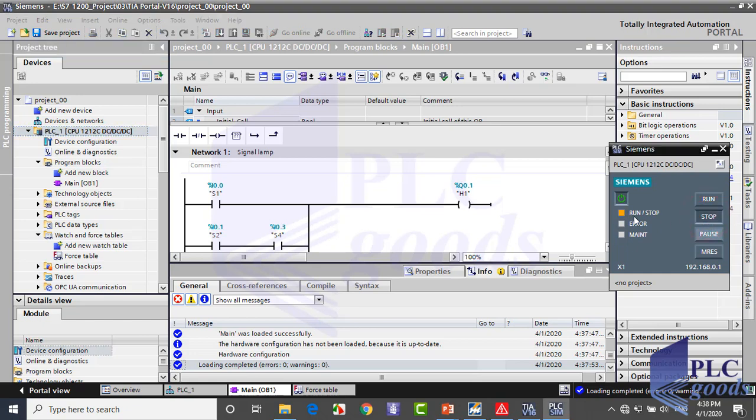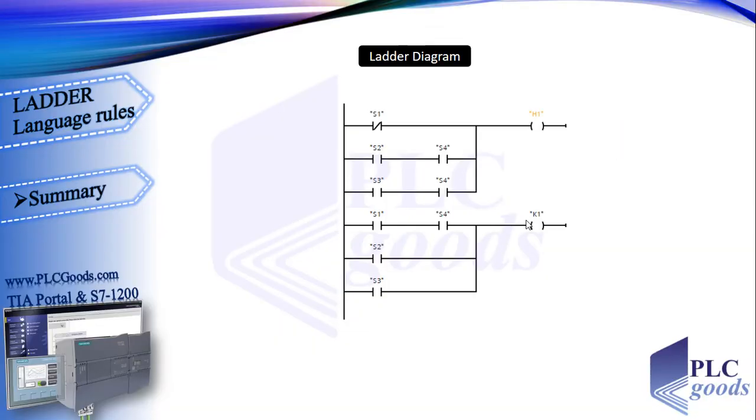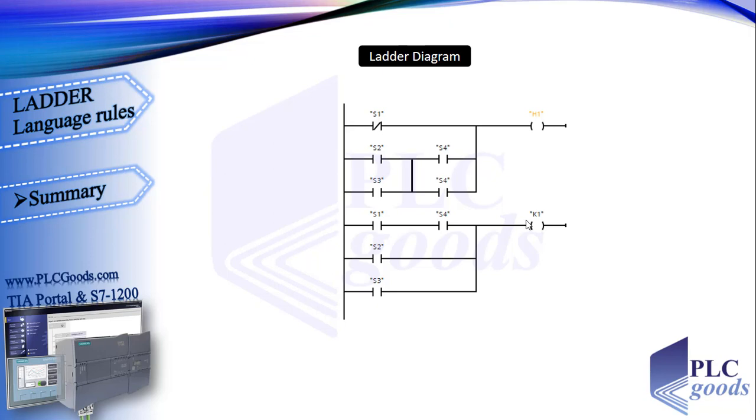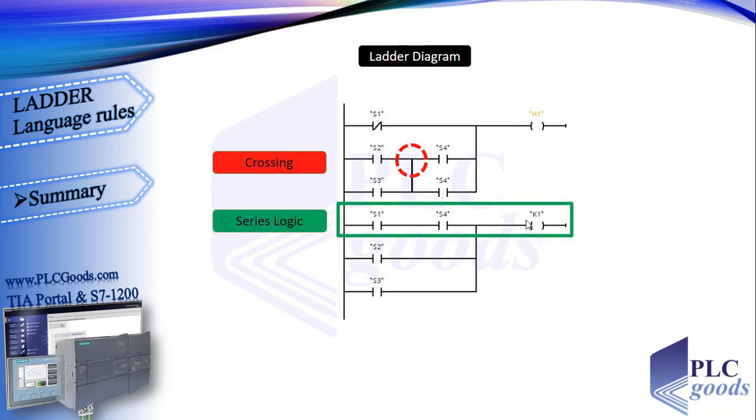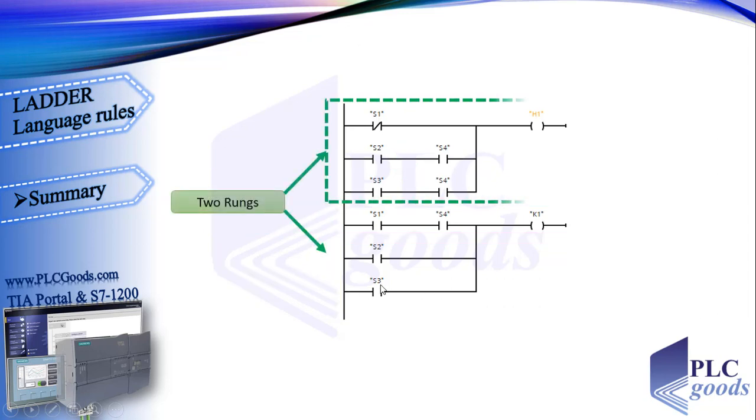Let me close the virtual PLC and have a summary. As you've seen, the ladder language is similar to an industrial circuit. It starts from a power line and, based on some conditions, turns on some outputs. A crossing is a node where one branch is closed and at the same time another branch is opened. Series or AND logic can be created by inserting ladder components in the same line. We can have parallel logic, in other words OR logic, by using branches. And we saw what rungs are, and how to arrange them in networks.